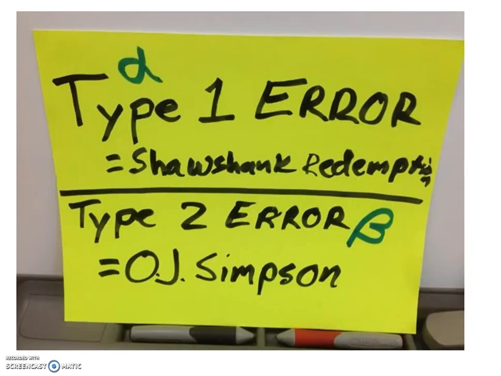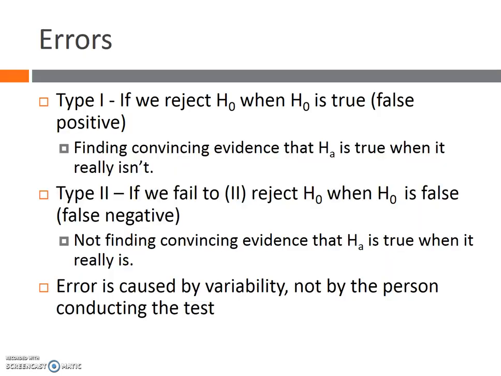A way to remember this, if you think about movies, in The Shawshank Redemption, an innocent man who is not guilty is found guilty for a crime that he did not commit and then had to go to prison. A type 2 error, again, this is a matter of personal opinion, but most people think that O.J. Simpson was incorrectly found not guilty for a crime that people thought that he did.